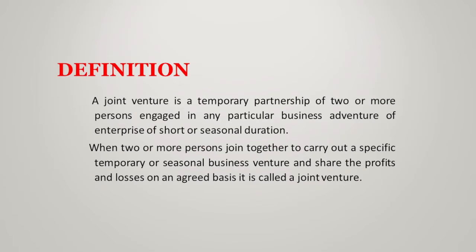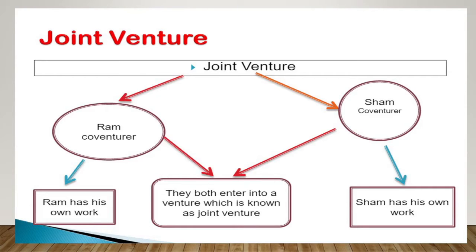Definition: it's a temporary partnership. More than 2 persons are engaged for a particular business for a short term or for seasonal duration. So when 2 persons join together for a specific temporary or seasonal business venture and share profits and losses on an agreed basis, it is called a joint venture. Look, Ram has his own work, Shyam also has his own work, but the two people join for a venture, called joint venture accounts.